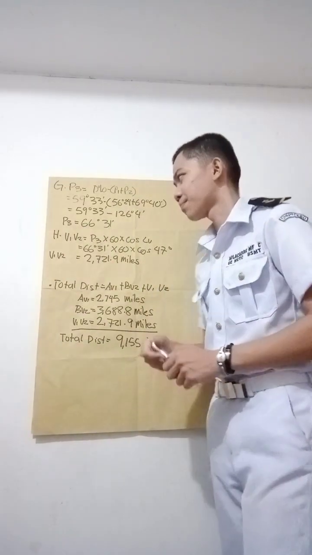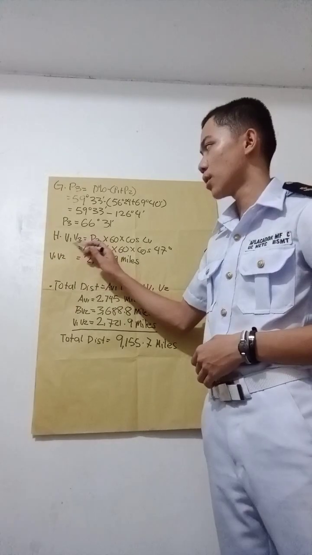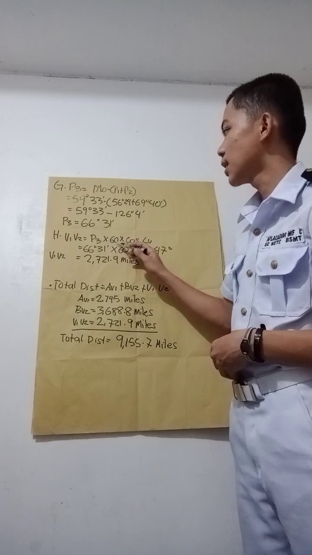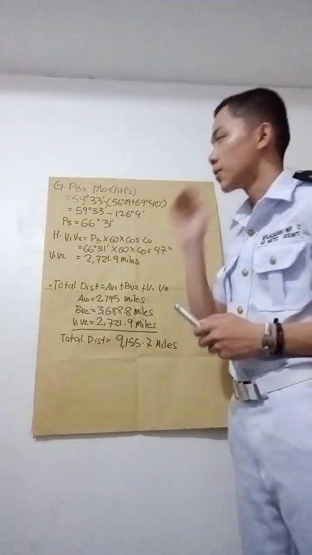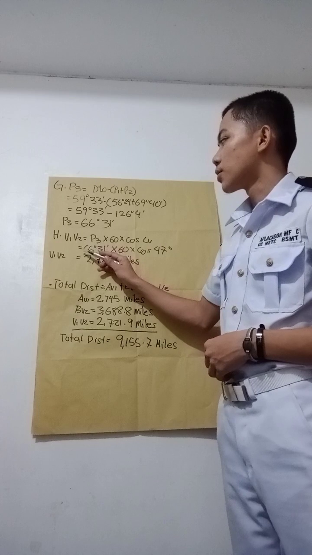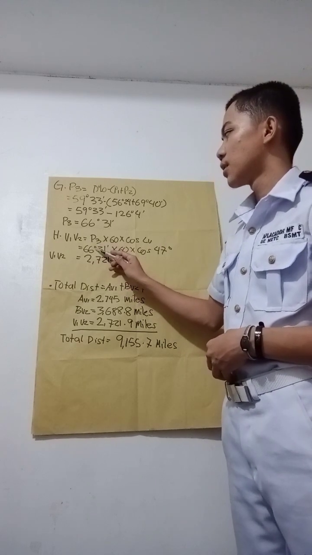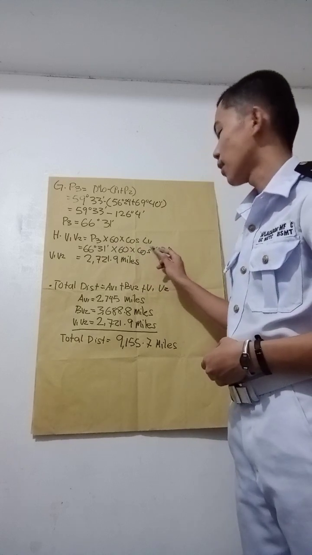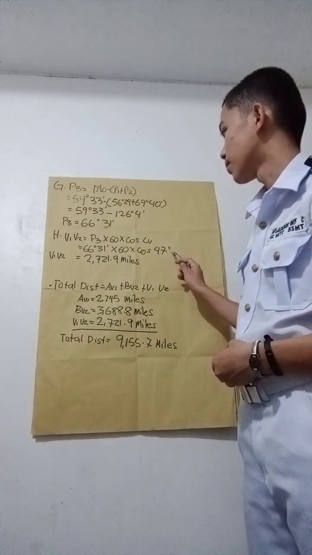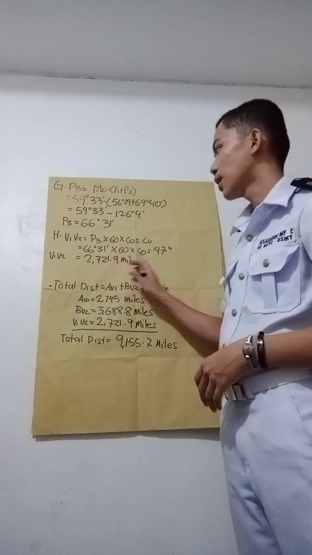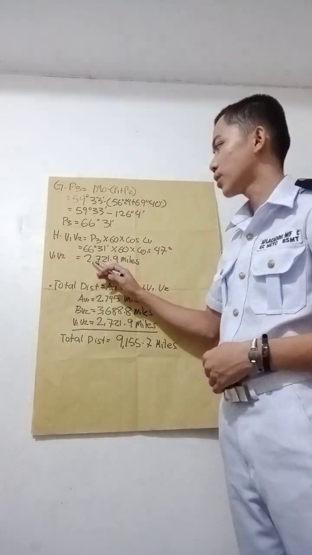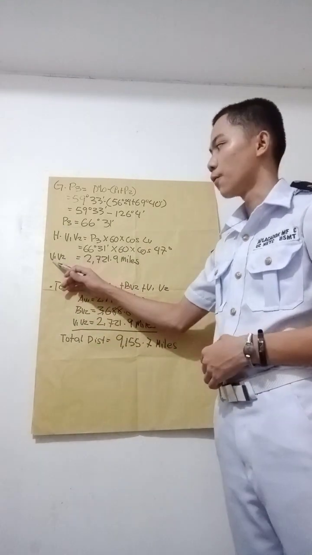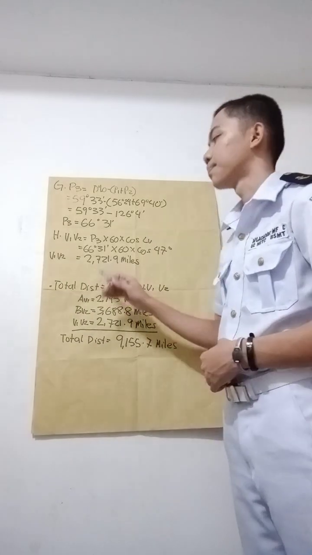So next is we need to solve the V1 and V2. So V1 and V2 is equal to P3 times 60 times cos LV. So our P3 is 66 degrees 31 minutes times 60 times cos our LV, which is 47 degrees. So we multiply all of this and what comes out is 2,721.9 miles. So this is now our V1 and V2.